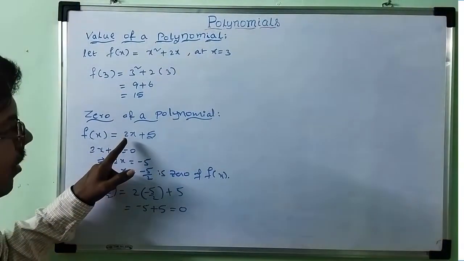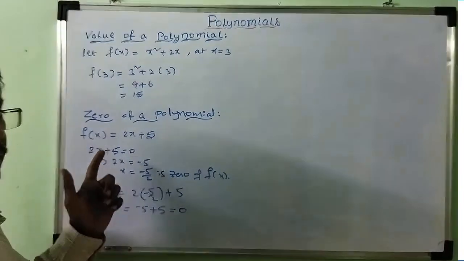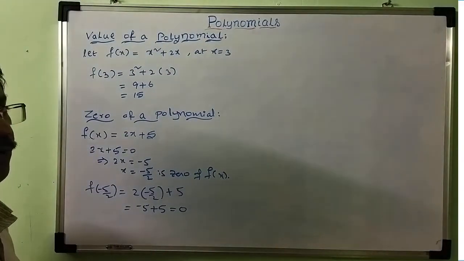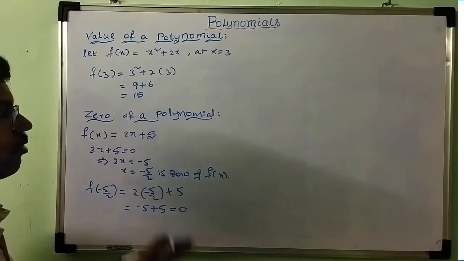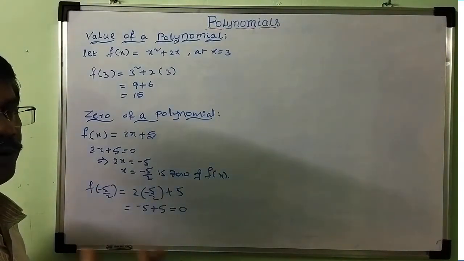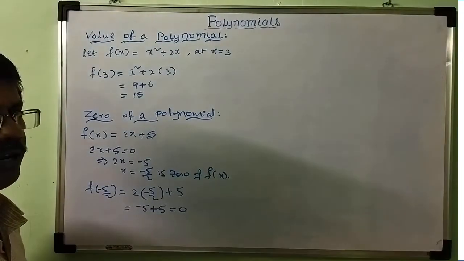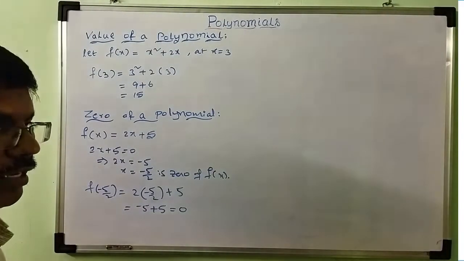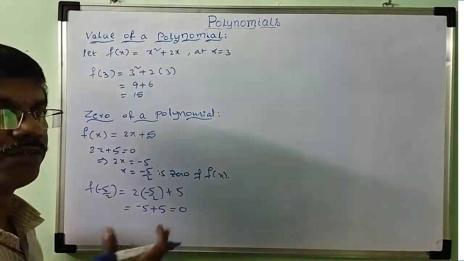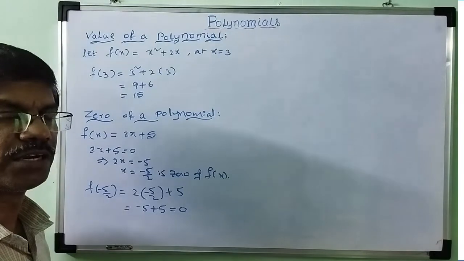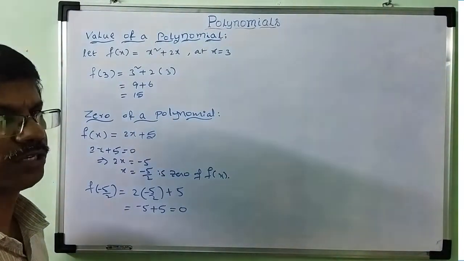See, here it is a linear polynomial, so it will contain 1 zero. If it is a quadratic polynomial, we have to split that into two factors. Then we can say how many zeros it contains. So it depends on its degree. A polynomial of degree n will contain at most n zeros. For example, if it is a quadratic polynomial, it may contain 2 zeros or 1 zero or no zeros also.